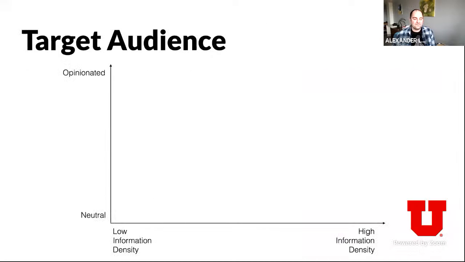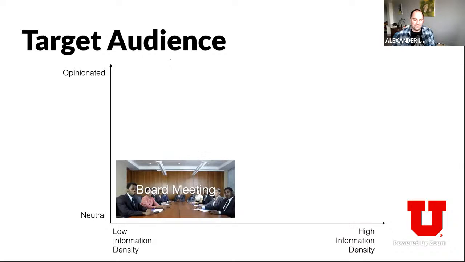Depending on your target audience, you might want to vary between a neutral presentation, an opinionated presentation, a low information density, and a high information density presentation. And so we have these different segments based on your audience. Like you want the gist in a very neutral way.